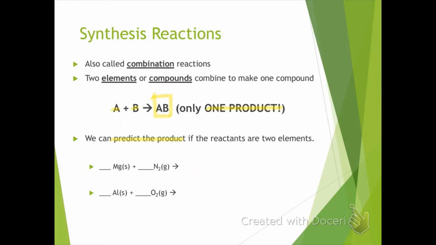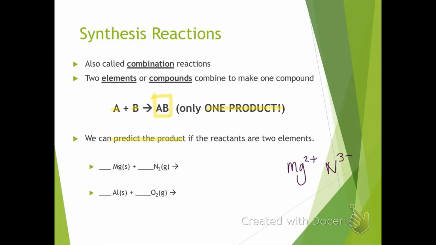Well, magnesium's a metal. Nitrogen's a nonmetal. Metals and nonmetals make an ionic compound. So, how do we find the formula for an ionic compound? We have to find our ions and balance the charge. So, we're going to go and find our magnesium ion. Magnesium is in group 2. It has a 2+ charge. And our nitrogen ion. Nitrogen has a 3- charge.